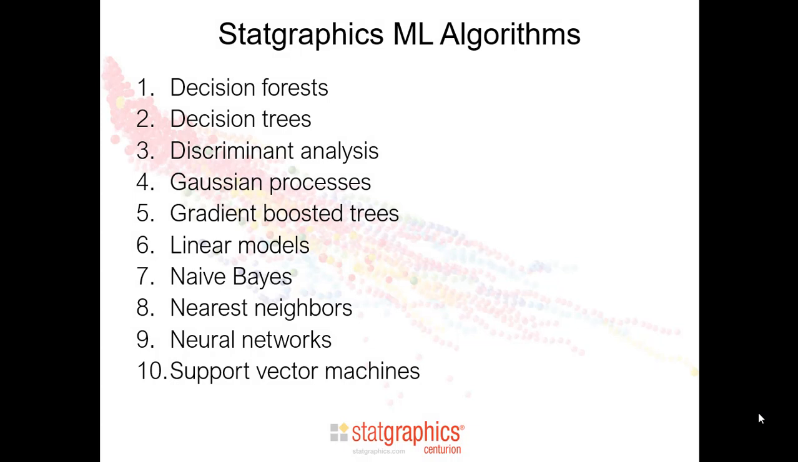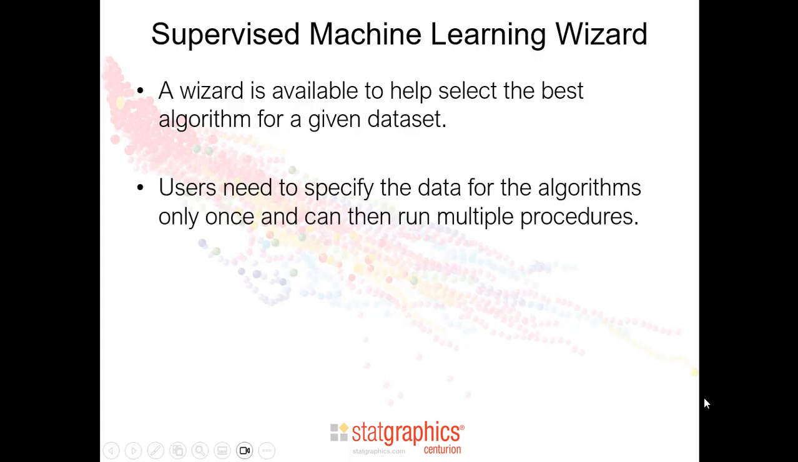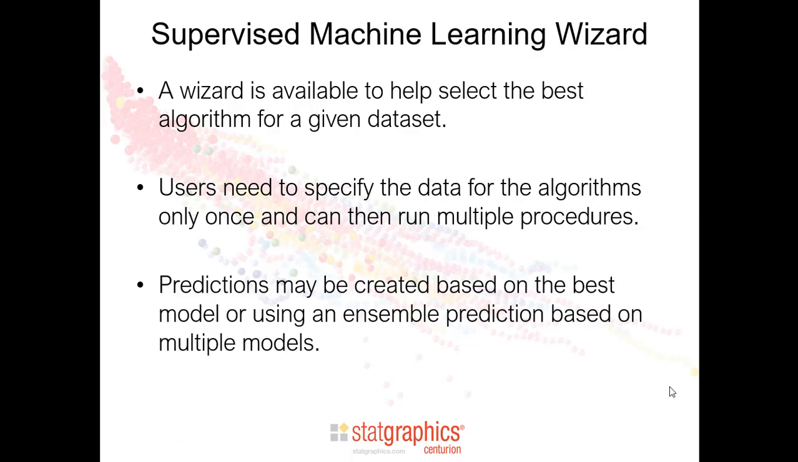They include decision forests and decision trees, discriminant analysis, Gaussian processes, gradient-boosted trees, linear models, naive Bayes, nearest neighbors, neural networks, and support vector machines. A wizard is available to help select the best algorithm for any given dataset. Users need to specify the data for the algorithms only once and can then run multiple procedures. Predictions may be created based on the best model or using an ensemble prediction based on multiple models.